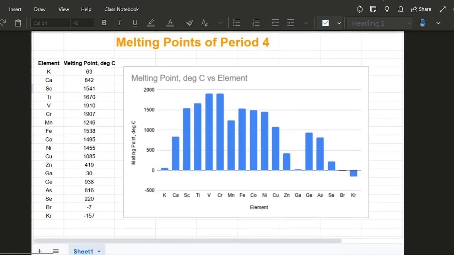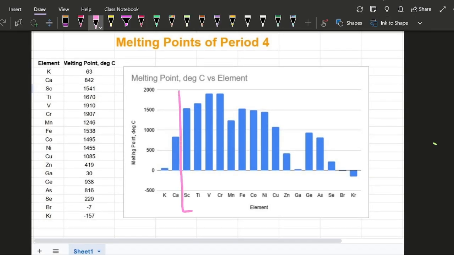I made a little graph here. Yep, so the transition metals are there. And of course, the IB doesn't really think that scandium and zinc are transition metals because of the full d block when they're ions or the empty d block.